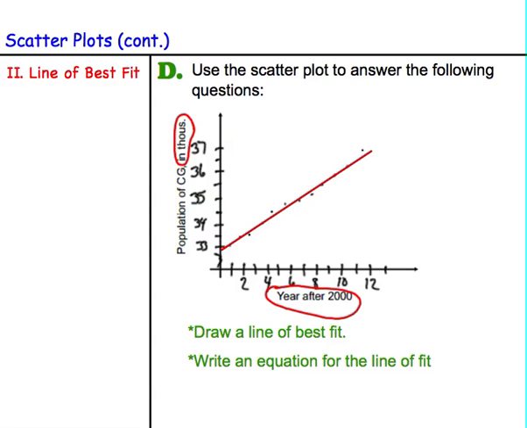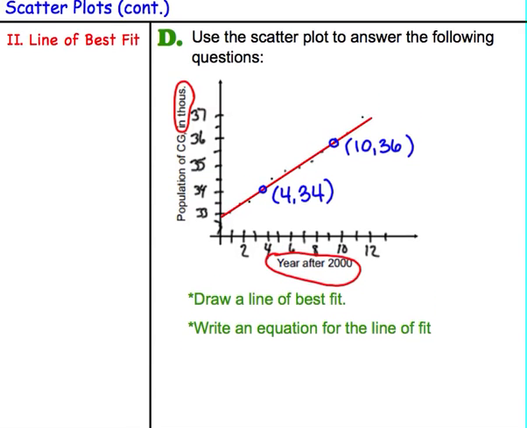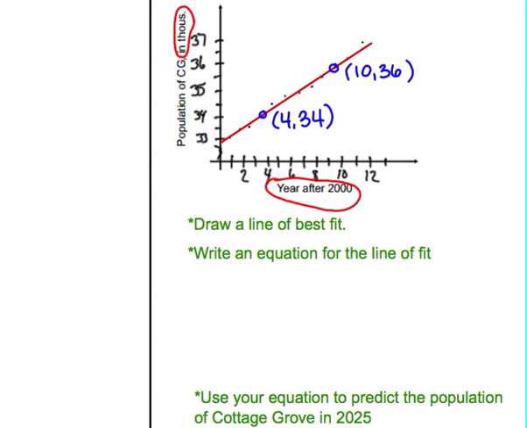And if we look here, I've drawn my line of best fit. Now we need to write an equation for this. To write the equation, we need 2 points. I can see right here 4, 34 as a good point to use. And I see also that I've got a line point here, which falls at 10, 36.